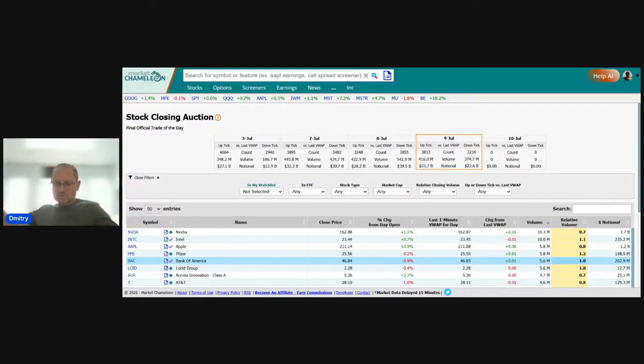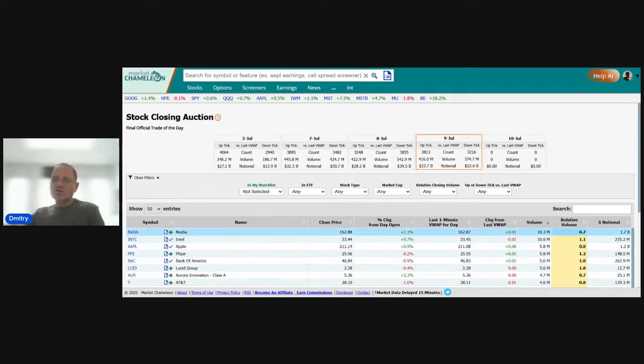Closing price. Was the stock up or down on the day? How did the stock close relative to the most recent trading leading up to it, right? The last 1 minute VWAP. But then we want to compare it to the volume. Was the volume significant?